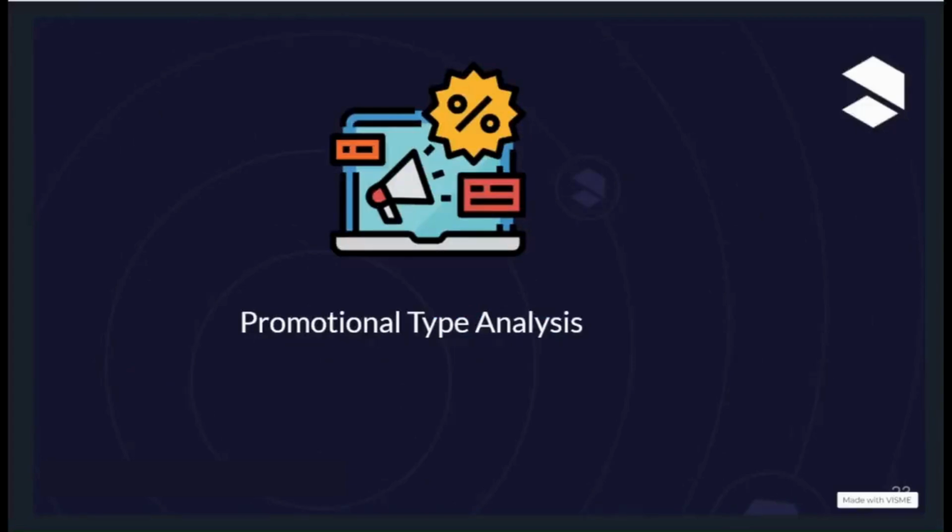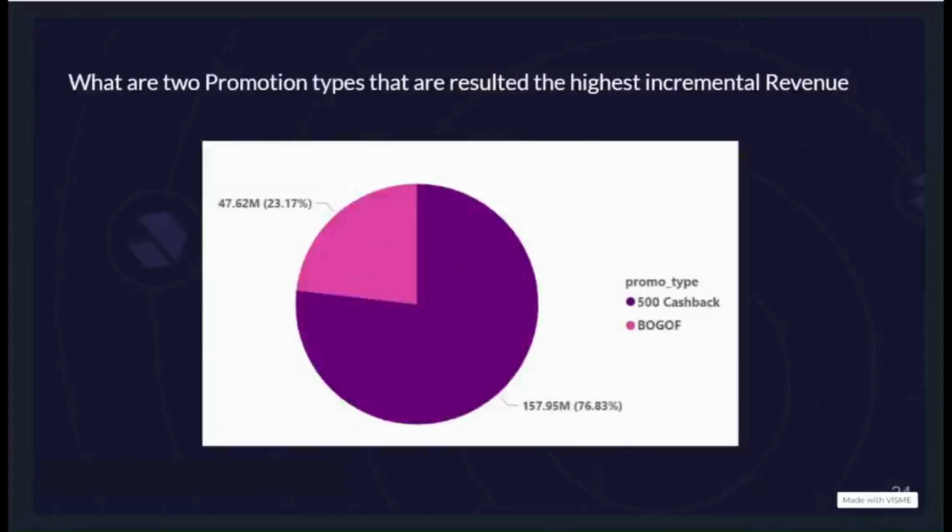So now we will look at our next analysis, that is promotion type analysis. The first question is, what are the two promotion types that resulted in the highest incremental revenue? As you can see in this report, we have two promotions that are very high in incremental revenue: 500 cashback and BOGO. Here, the 500 cashback generated 157.95 million and BOGO generated 47.62 million.